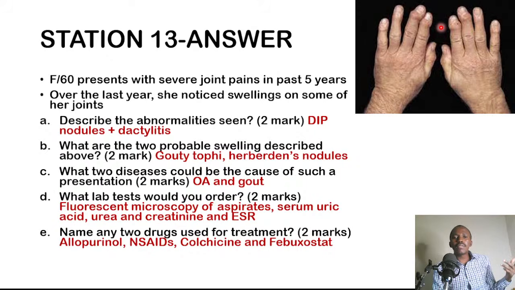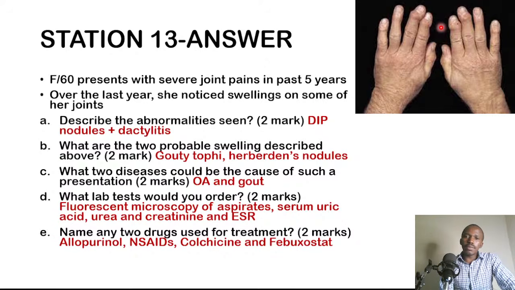So you would want to order investigations targeted towards these two conditions. You want to order things like fluorescent microscopy, where you aspirate from the joint and take that for a special type of microscopy known as fluorescent microscopy, where they use fluorescein. Then you can also order serum uric acid, which will be elevated in gout. You may order urea, creatinine, and ESR, which is going to be raised. Another thing, please, in your OSCE stations, do not fall into the habit of writing abbreviations. Write things in full. If you can't write them in full, then don't write them at all. Never write abbreviations, write them in full.